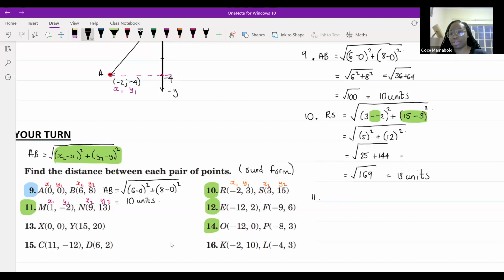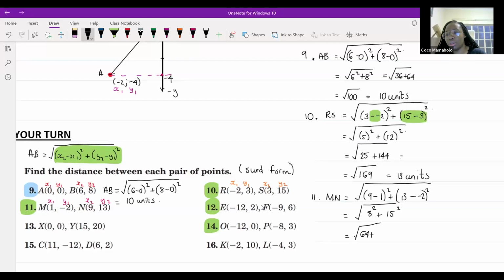So over here I've got MN. MN is equal to the square root of, open brackets, x2, which is 9, minus x1, which is 1, all squared, plus, open brackets, y2, which is 13, minus -2, squared, right? That's going to give me the square root of 8 squared, 9 minus 1 is 8, plus 13 plus 2 will give me 15, all squared. This is the square root of 64 plus 225, which should give us the square root of 289, which is, is it 13? I'm lying, it's 17. 17 units.